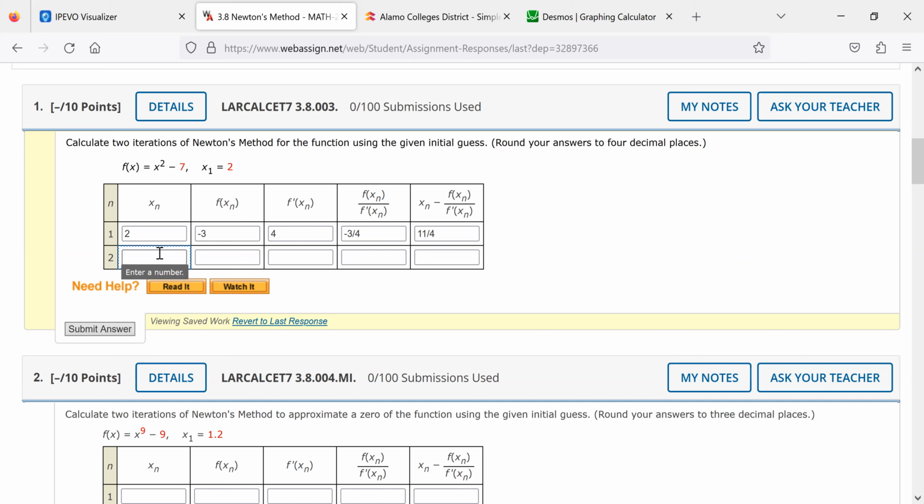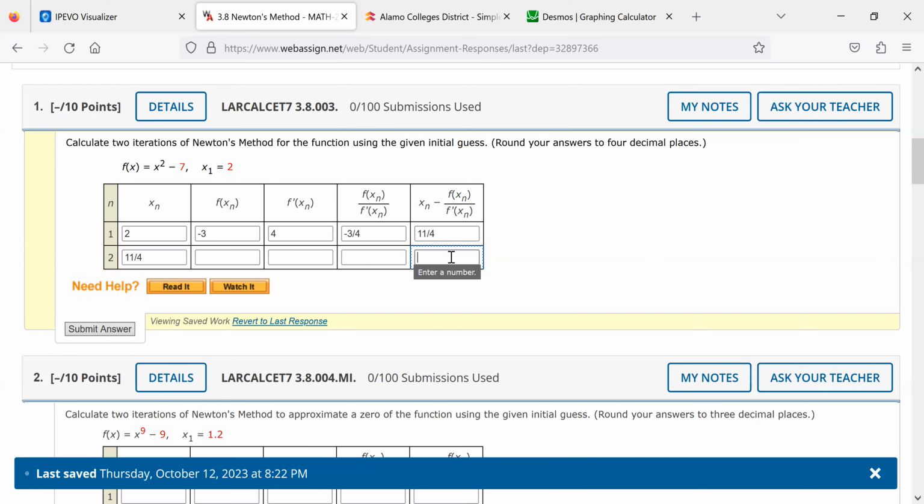So now x2 is what we found, is right here. Now plug that into the function and plug it into the derivative and do the same thing. So you just do that forever, and eventually you approach the 0. But of course, we're humans, not robots, so we're only going to do it twice, just for fun. Any questions on the first iteration?